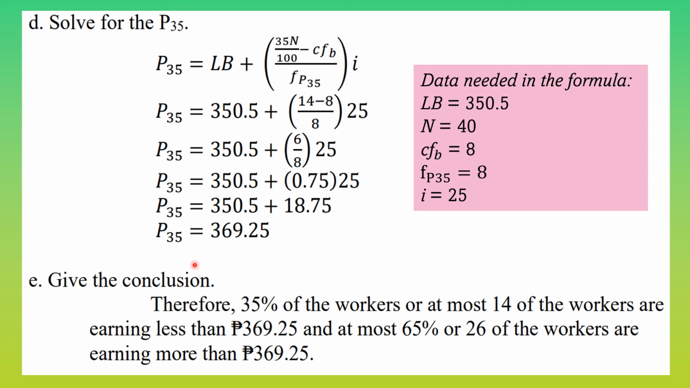So, P sub 35 is equal to 369.25. To give the conclusion or the interpretation, therefore, 35% of the workers, or at most 14 of the workers, are earning less than 369.25 pesos, and at most 65%, or 26, of the workers are earning more than 369.25 pesos.